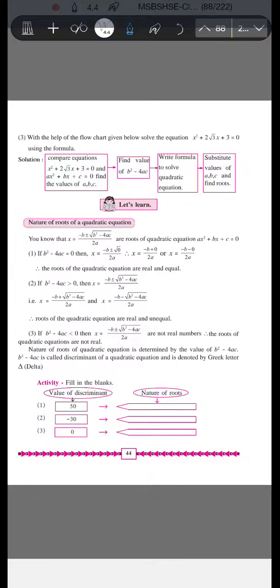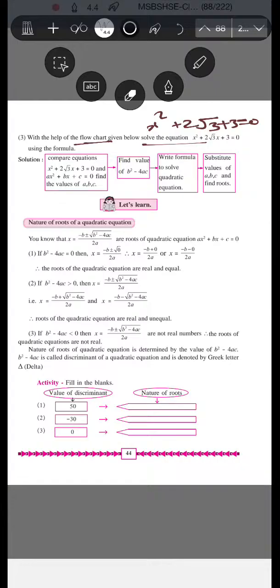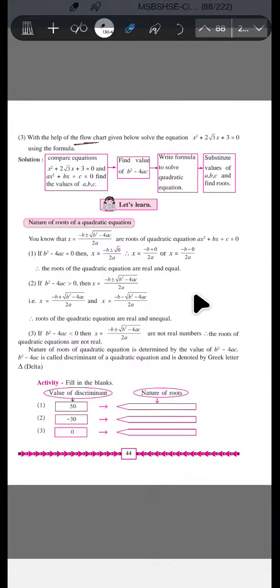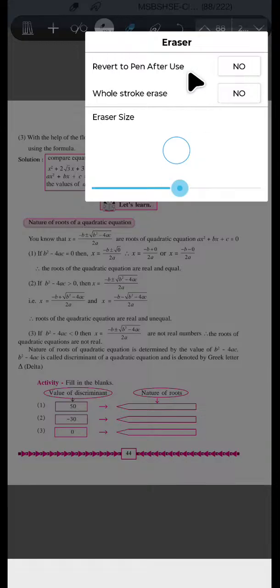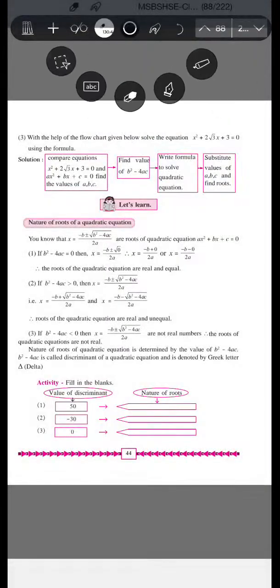What does the question say? If you have a book, you can refer to the book also. With the help of the flow chart given below, solve the equation x square plus 2 square root of 3 x plus 3 is equal to 0. That is the question here, and based on it, we have to solve some things.